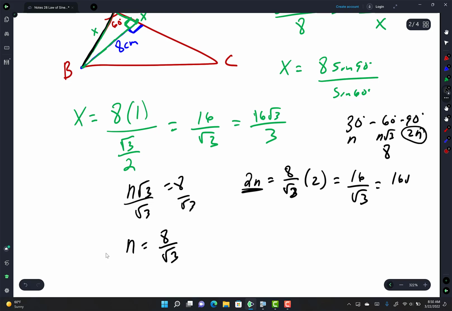So there it is, guys. 16 square root of 3 over 3. Same thing. So it doesn't matter how you do it, guys. If you understand the concept, you'll get it right no matter what.